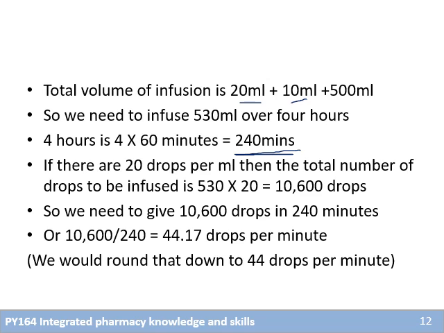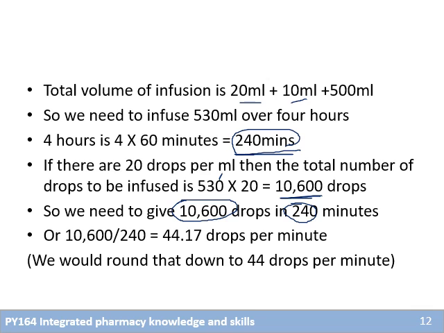So if there are 20 drops per mil, if we've got 530 mils, then we have 10,600 drops. That's the 530 mils times 20 drops in each mil. So we've got 10,600 drops. We know how long the time is that we've got to give it over. So therefore we need to give the 10,600 drops in 240 minutes.